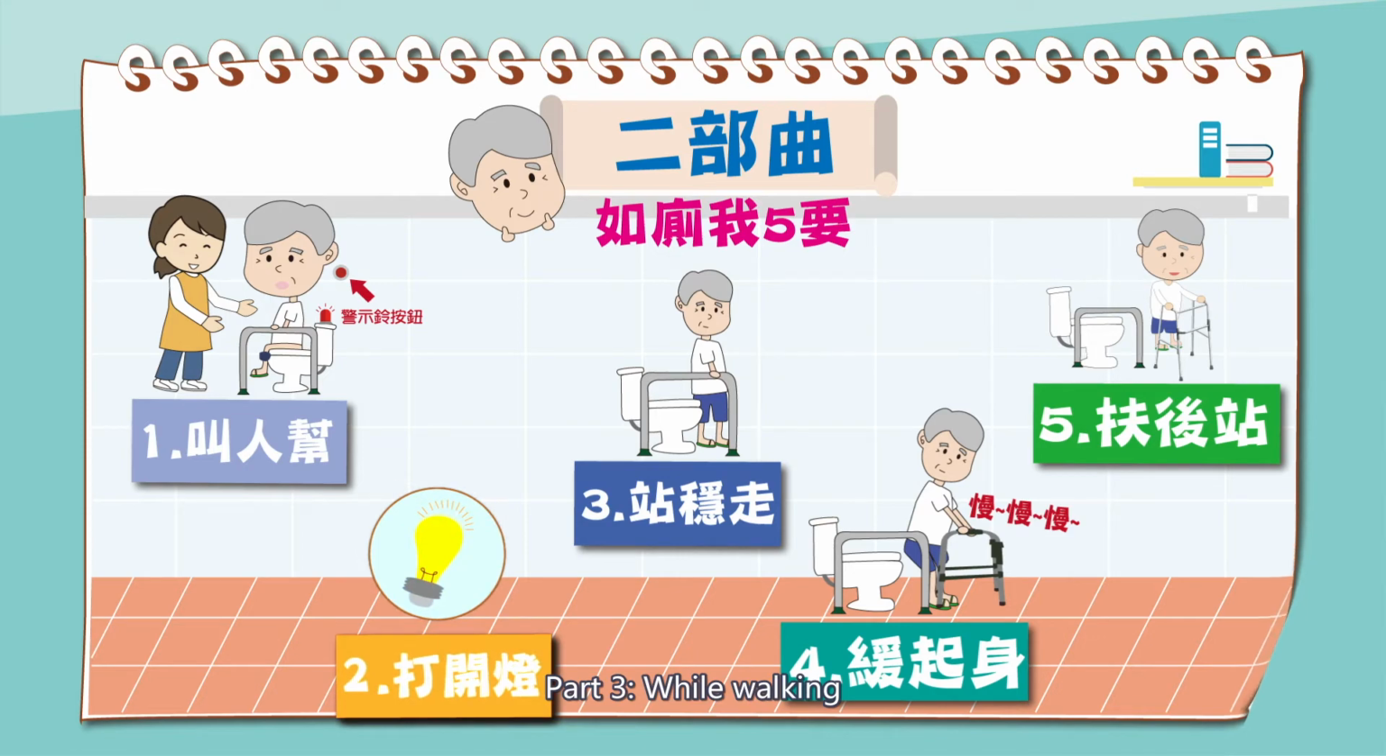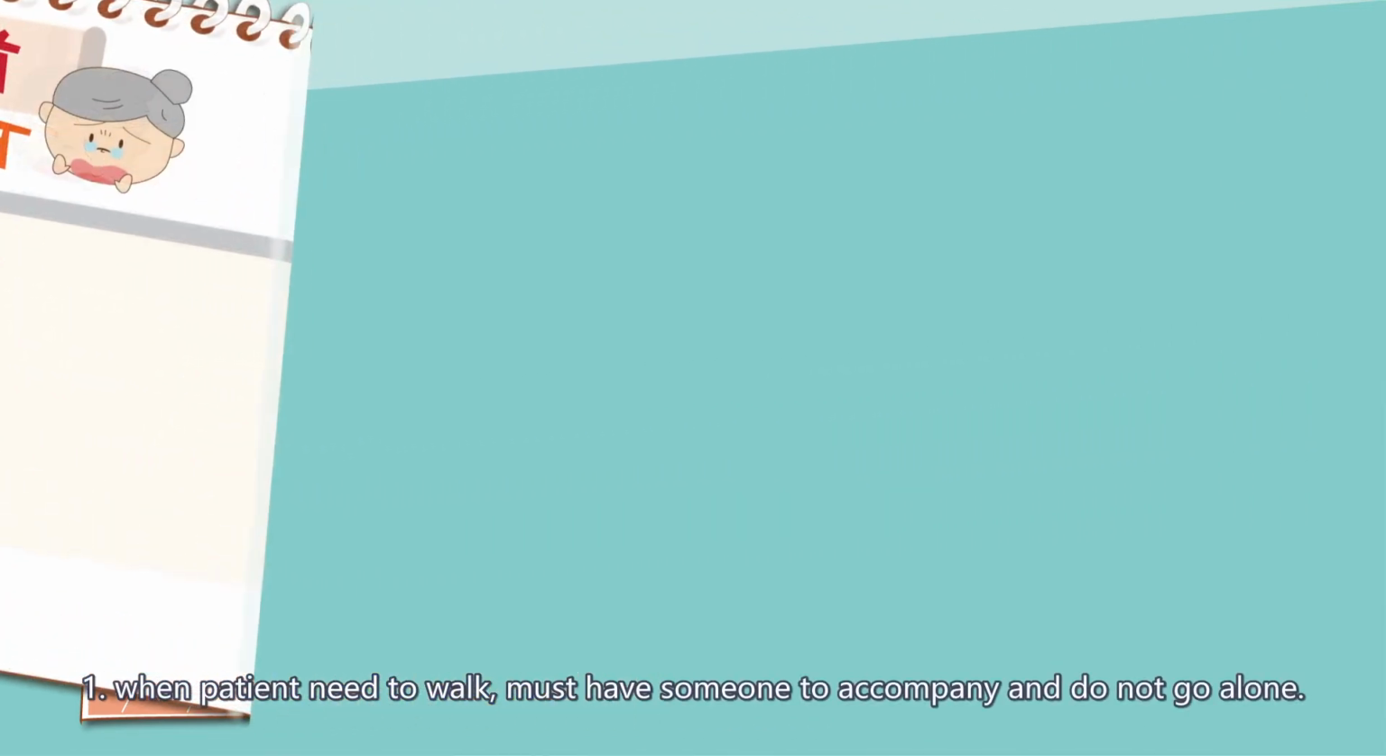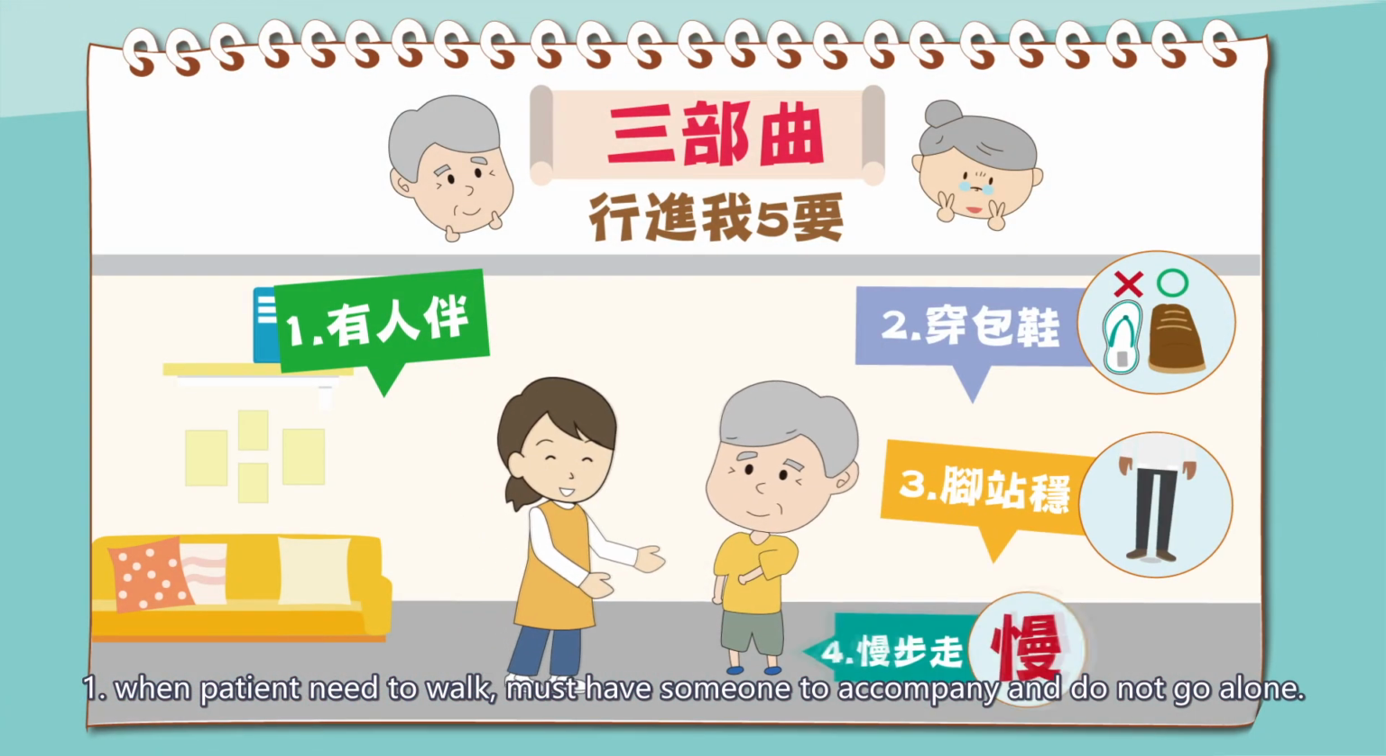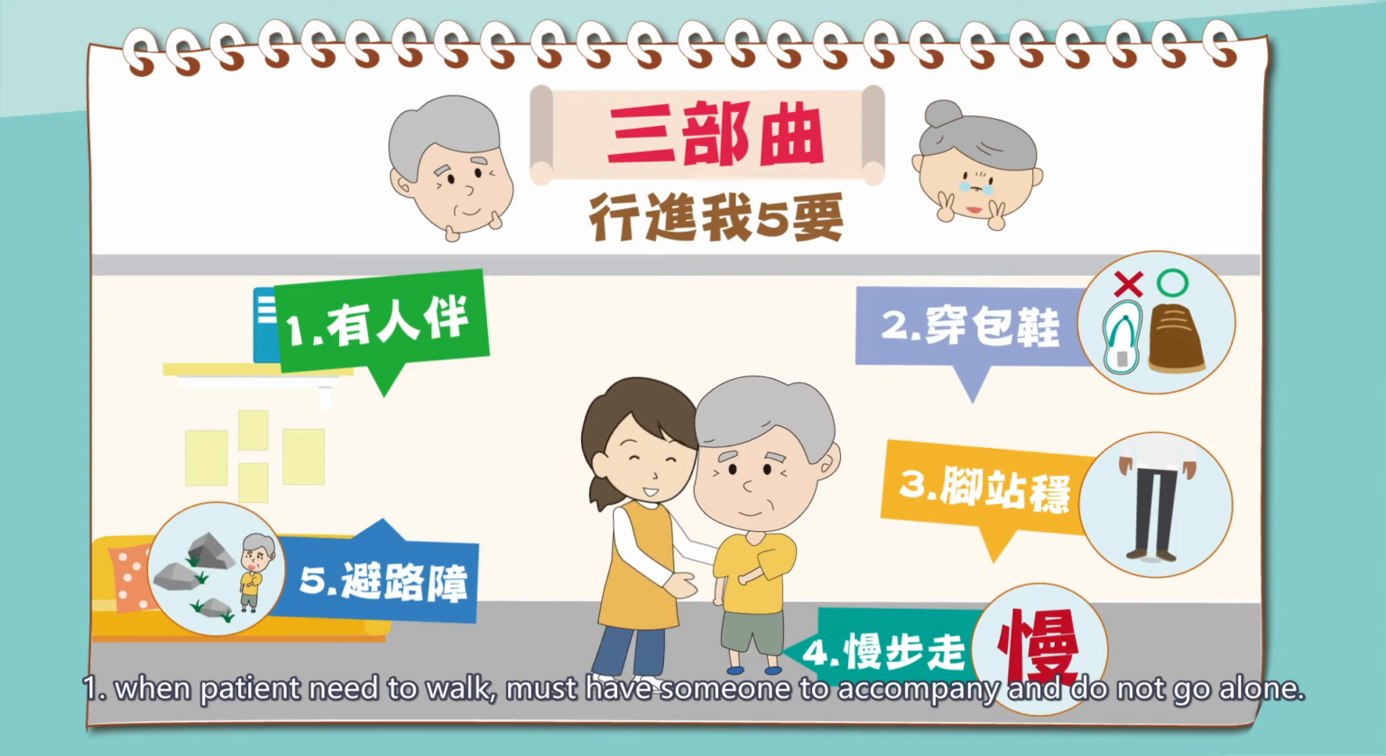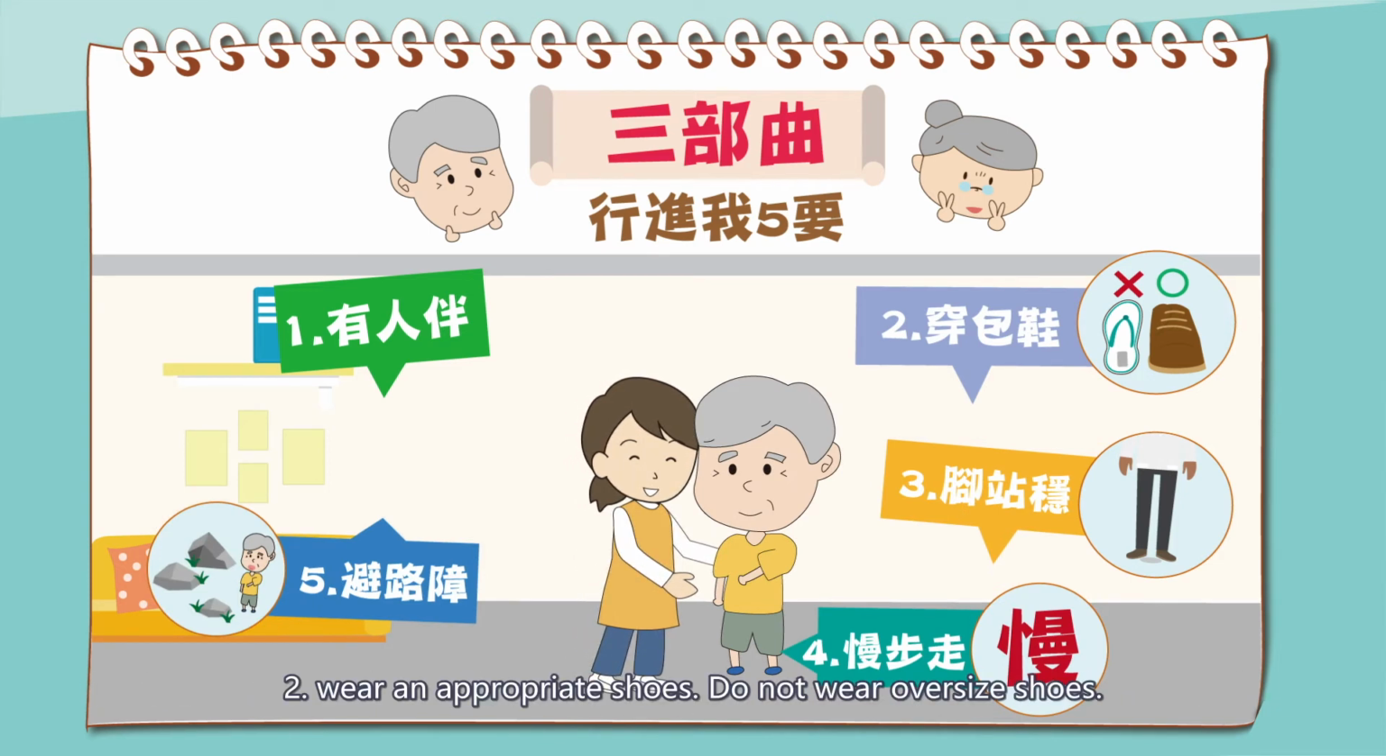Part 3. While walking. 1. When the patient needs to walk, must have someone to accompany you and do not go alone. 2. Wear appropriate shoes. Do not wear oversized shoes. 3. Stand stably first. 4. Walk slowly. 5. Keep the aisle unobstructed and clean.